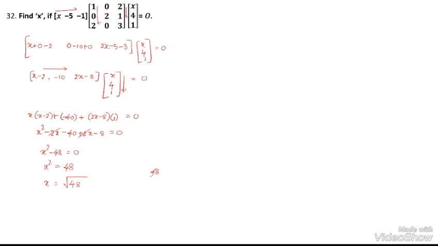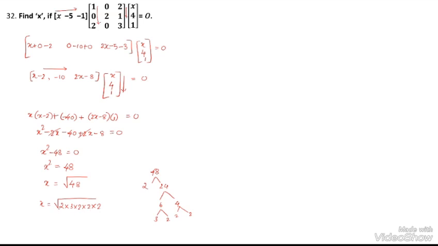Now, I can take 48. 2 into 24. 24 can be written as 6 fours. Again, 6 can be written as 3 twos, and 4 is 2 twos. So it can be written as x is equal to 2 into 3 into 2, 2, 2.